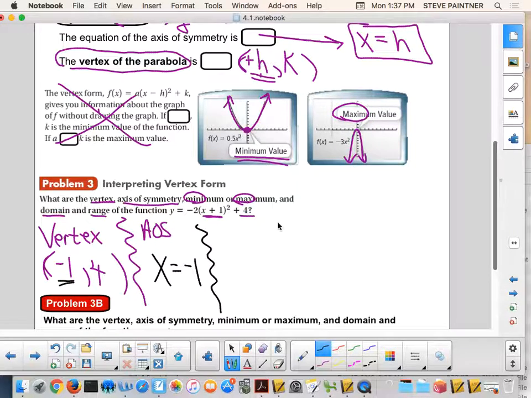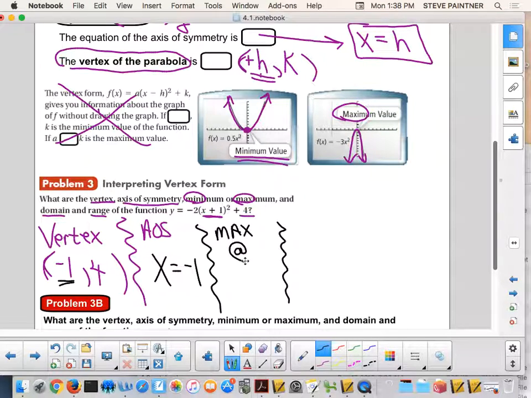Maximum or a minimum. Negative 1. Can you just tell me this? Does this parabola have a low point? Look at my chest here. Does it have a low or does it have a high? That's a negative a value, which means it probably goes this way. So that means the vertex is the highest point. It has a what? Maximum.